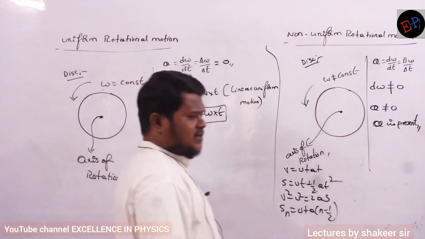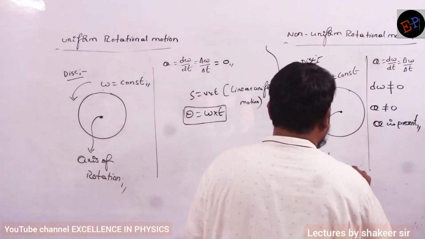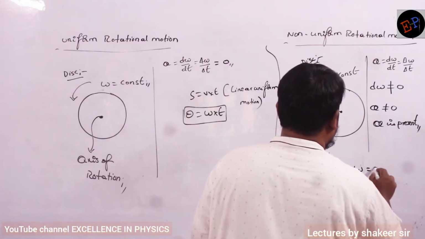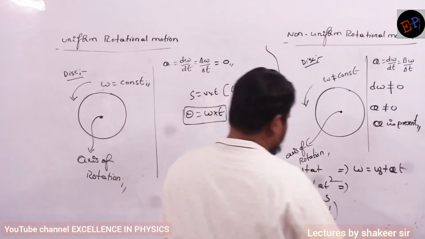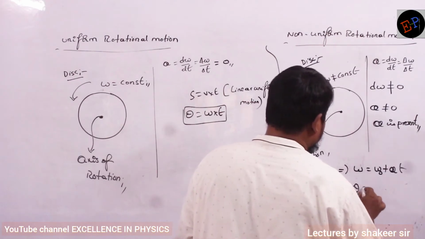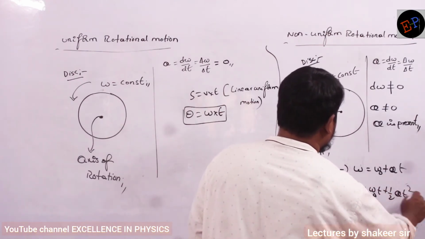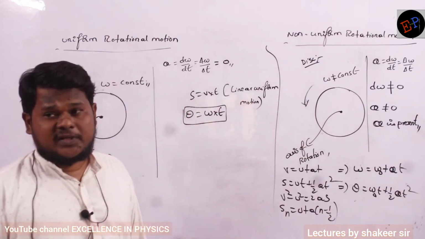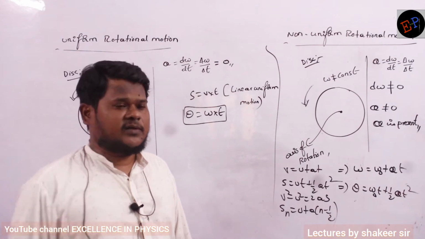The same equations, how can you write in rotational motion? You can write omega is equal to omega naught plus alpha into t. Next, instead of s I can write theta. Theta is equal to omega naught t plus half alpha t square. Omega naught means initial angular velocity. Omega means final angular velocity.